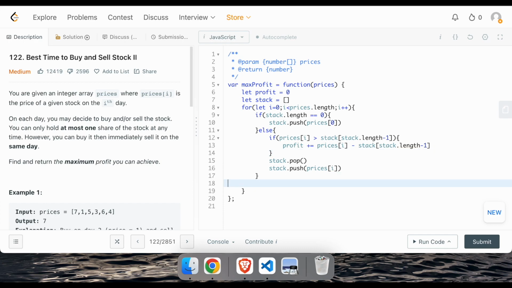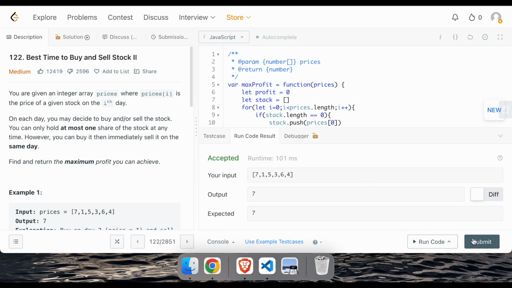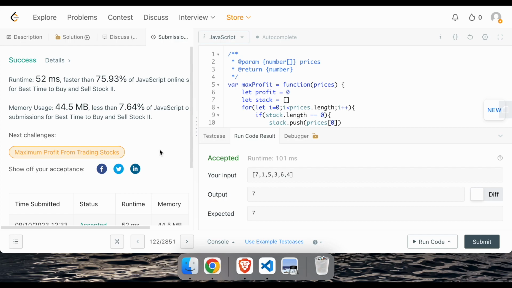Okay. And then finally, what do we need to do? We just need to return the profit that we have gained so far. That's it. Let's see if this is working fine. Okay. As you can see, the code is working fine.